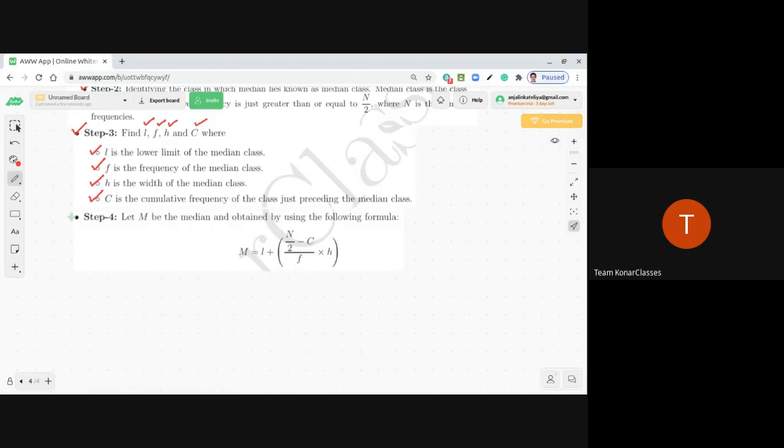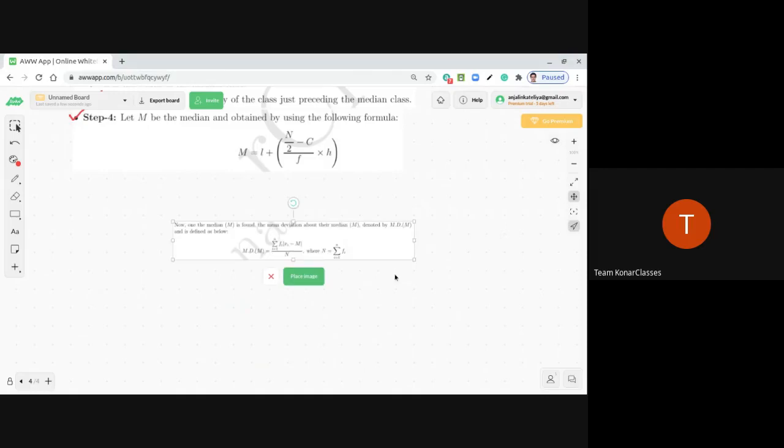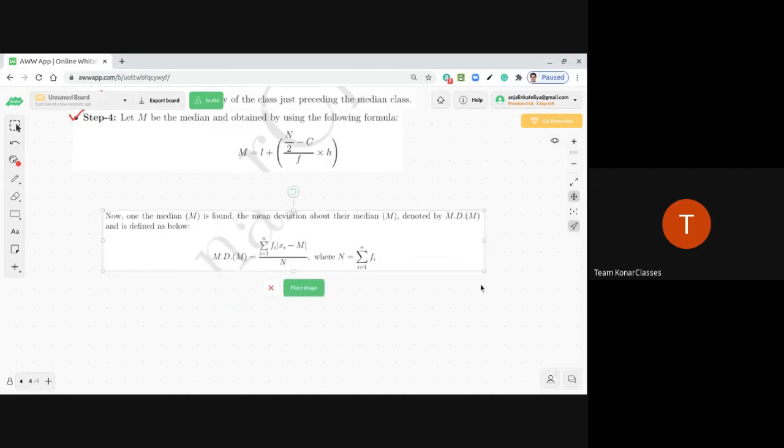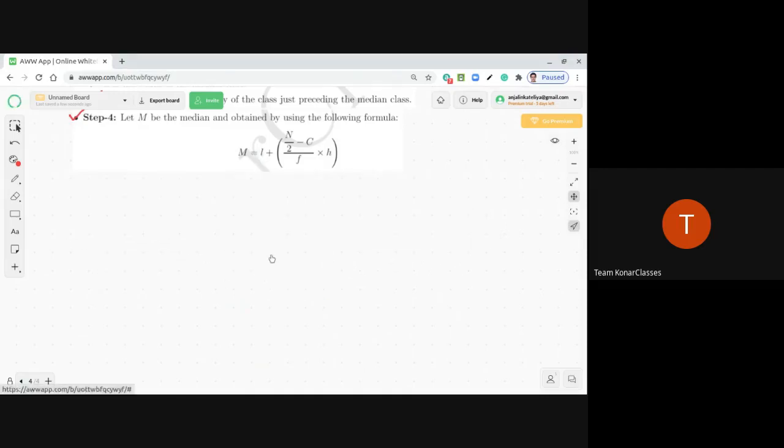Whatever we have done in these steps is to find the value of the median. Once the median is found, it is a very easy step to find the mean deviation about median. We have done it for the discrete frequency distribution. It is in a similar manner. The only thing is that in the same formula for the mean deviation about mean, the mean is replaced by median.